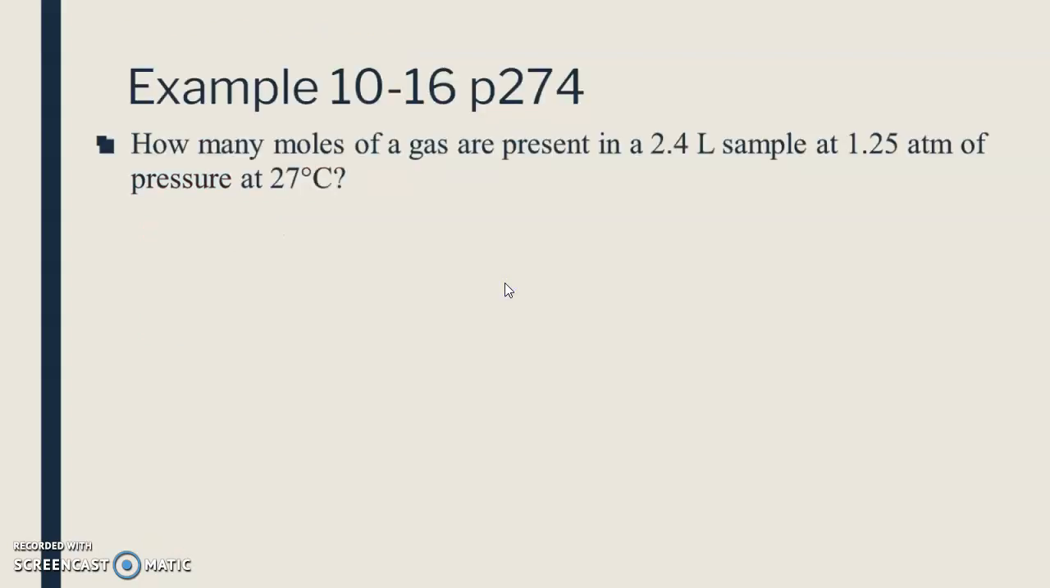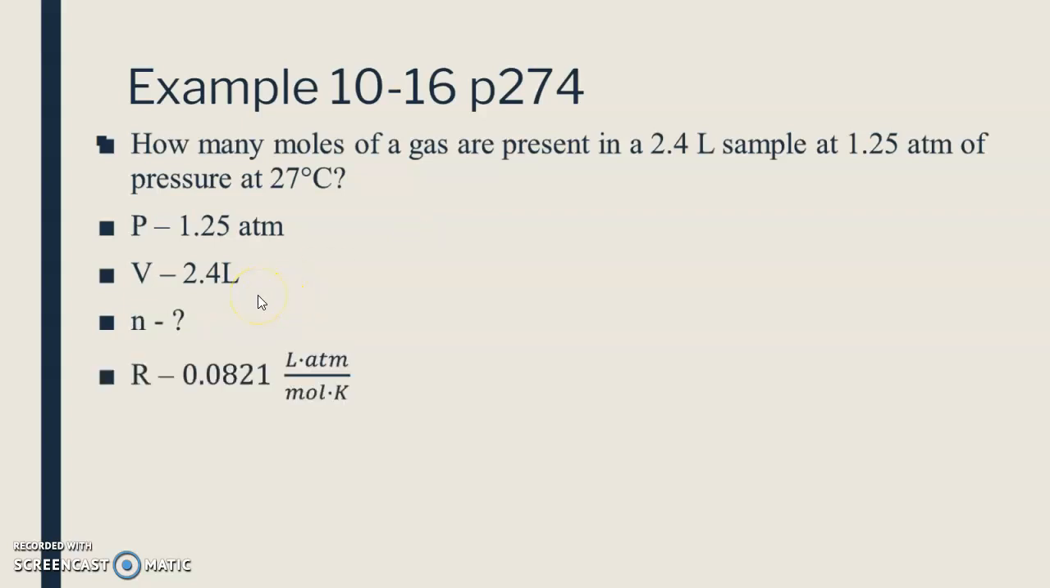All right, so let's look at this example. The question says, how many moles of gas are present in a 2.4 liter sample at 1.25 atmospheres of pressure at 27 degrees Celsius? So we know our pressure is 1.25 atmospheres. I don't have to worry about initial versus final. This is what it is. The volume is 2.4 liters. The number of moles, that's what we're looking for. We're not really sure. And our R, in this particular case, we're going to use 0.0821.